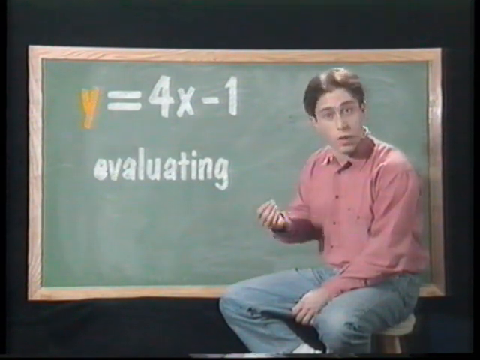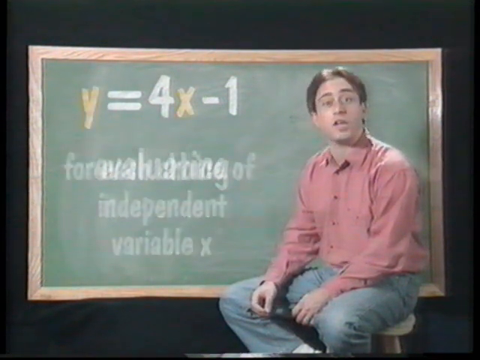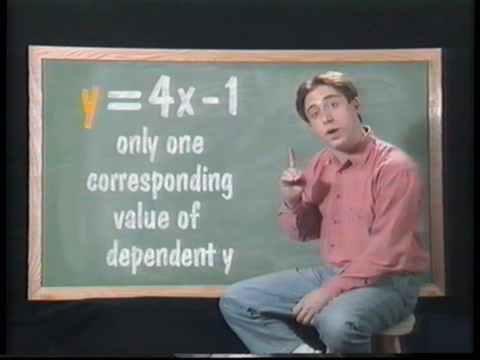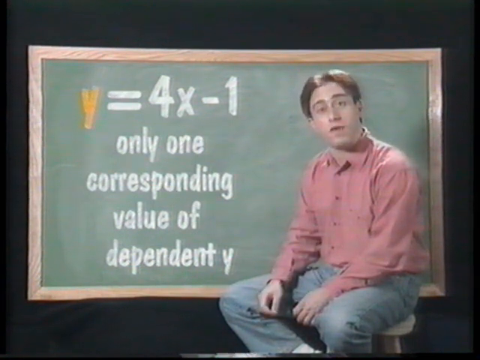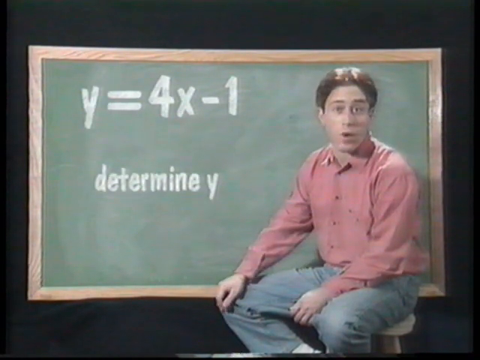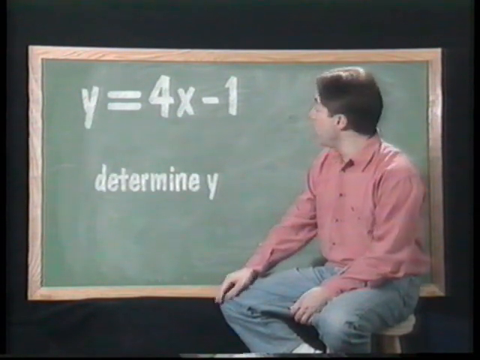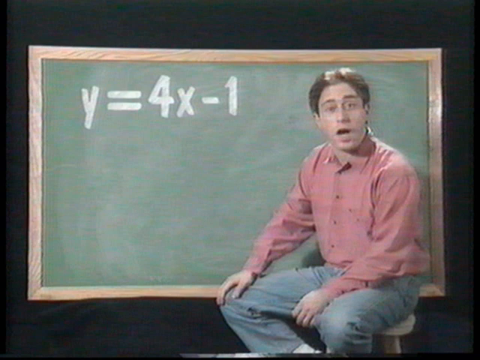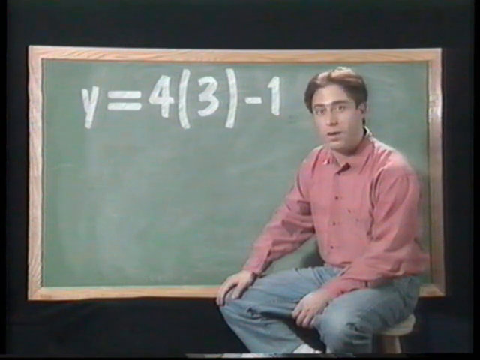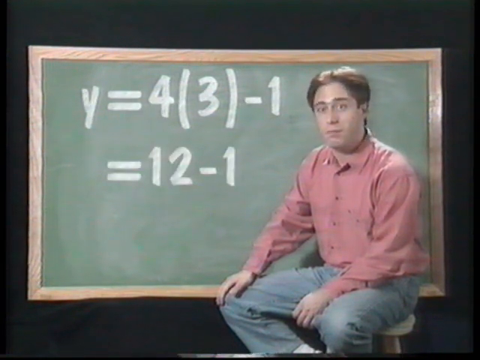It illustrates the general concept of a function, that for each choice of the independent variable x, there is one and only one corresponding value of the dependent variable y. The equation tells us exactly how to determine that y value. In the case of the equation y equals 4 times x minus 1, if x equals 3, then y equals 4 times 3 minus 1, or 12 minus 1, 11.